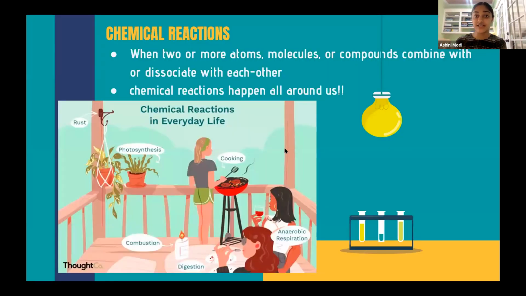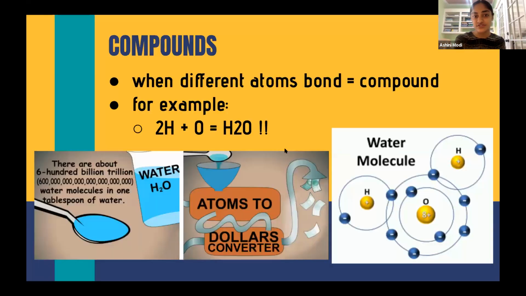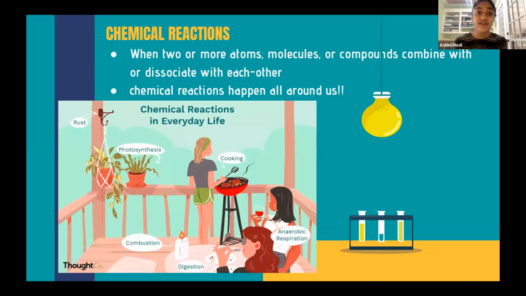Chemical reactions, like we just talked about before, so 2H plus O equals H2O, that's a chemical reaction. So they occur when 2 or more atoms, molecules, or compounds combine with or dissociate with each other. And chemical reactions happen all around us all the time. Like I said before, chemical reactions happen when you're cooking.